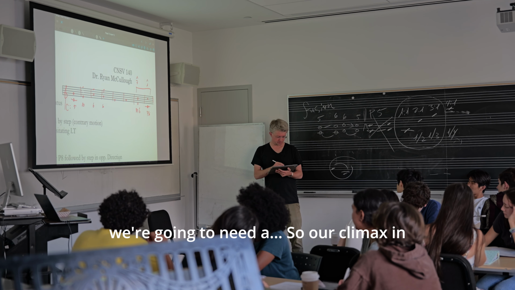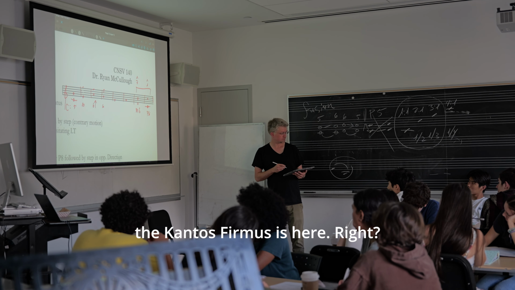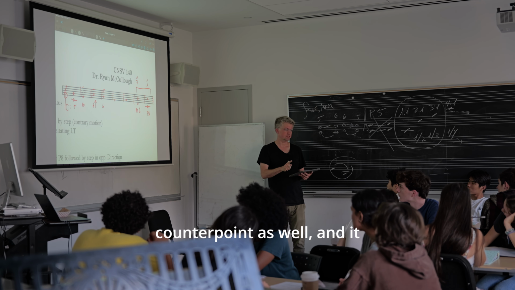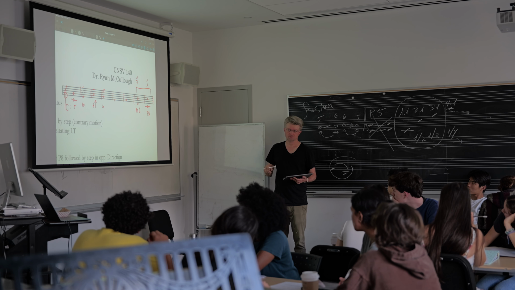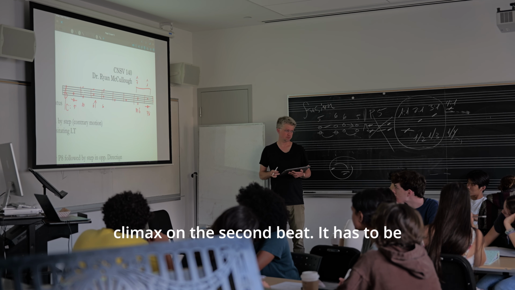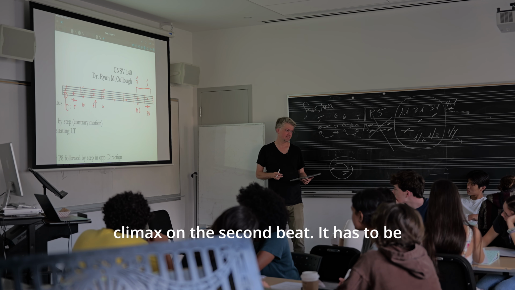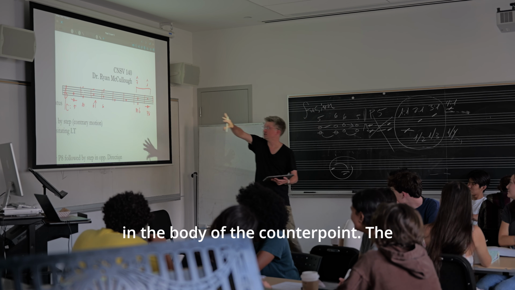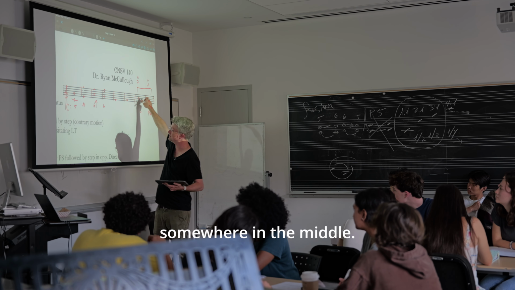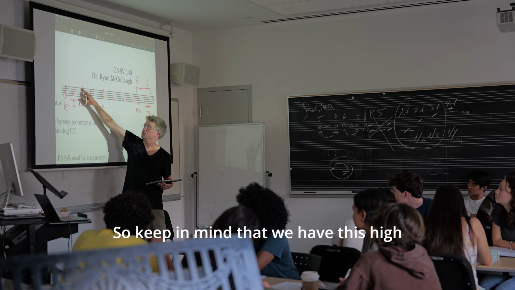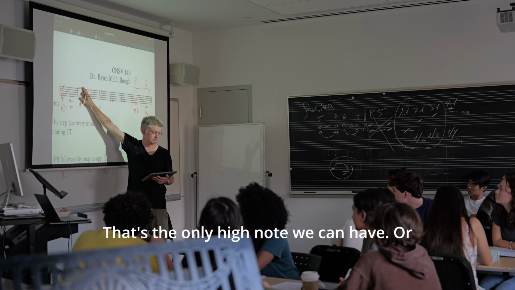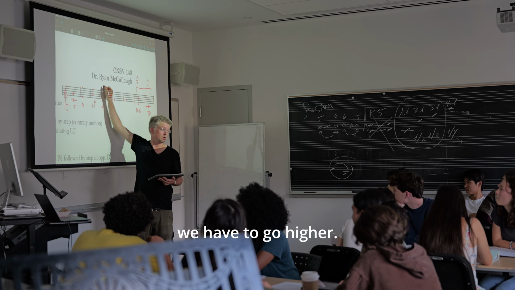Now, we're going to need, so our climax in the cantus firmus is here, right? We're going to need one climax in the counterpoint as well, and it cannot be in the same place. So we've already had our over the rainbow climax on the second beat. It has to be in the body of the counterpoint. The highest note cannot be at the beginning or the end. It has to be somewhere in the middle. So keep in mind that we have this high note, and it can be the only high note. That's the only high note we can have. Or we have to go higher.